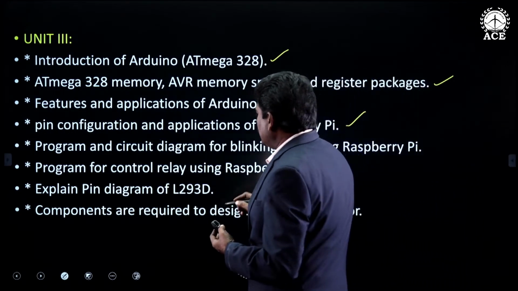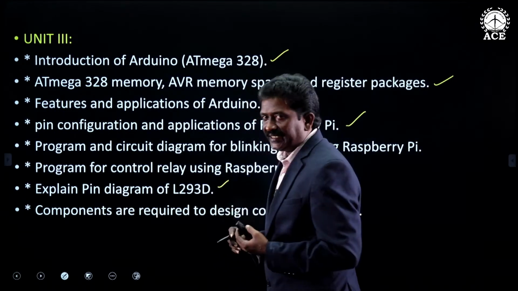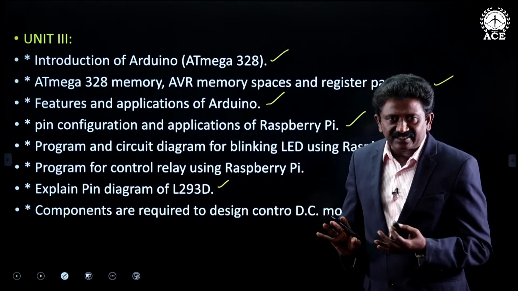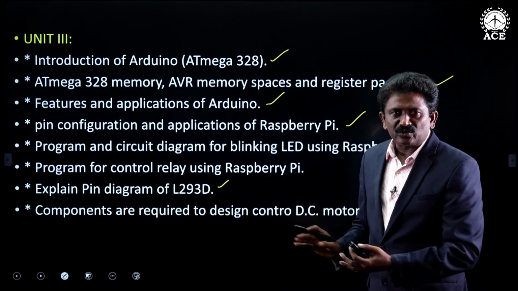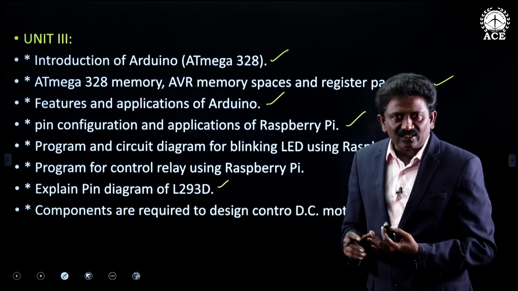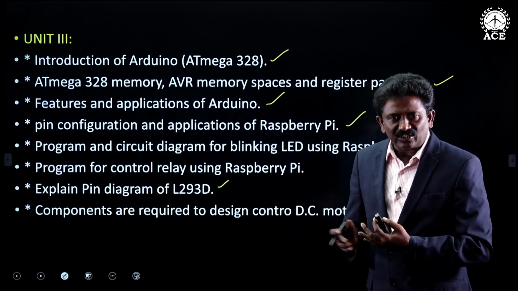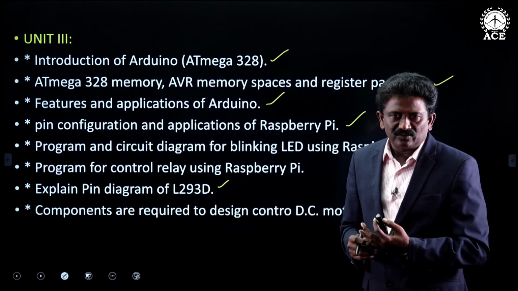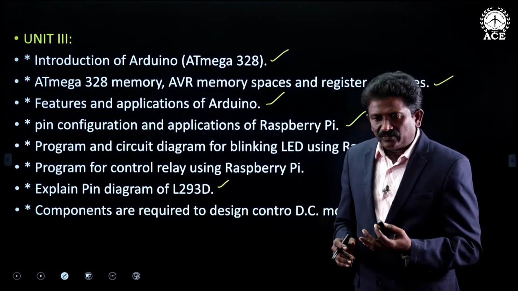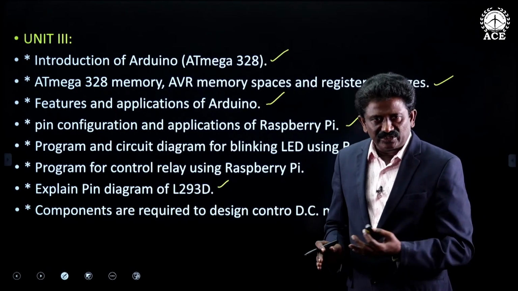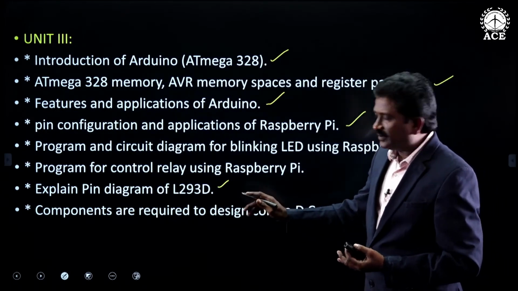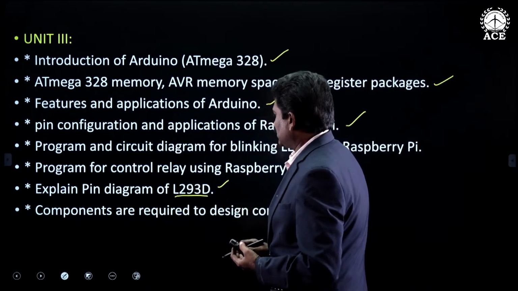Next, explain pin diagram of L293D circuit. That means here L293D is the driver circuit. With the help of L293D, we are able to rotate motors according to our requirement in different positions. That means you can move in the forward direction, reverse direction, left, right, like that also. That's why to run like that, you should take the help of the L293D driver circuit.